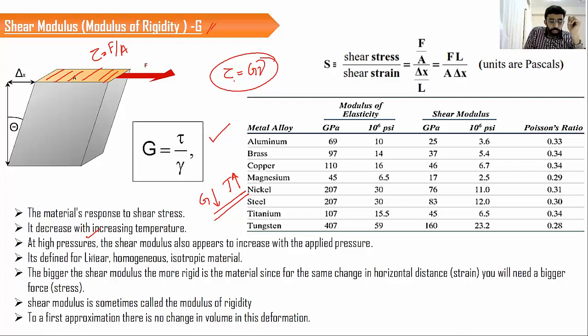And I have already told you the circumstances under which we define all these elastic constants, which is under the linear, homogeneous and isotropic nature. So this is the main area under which we are going to discuss the entire materials in the mechanics of solids.